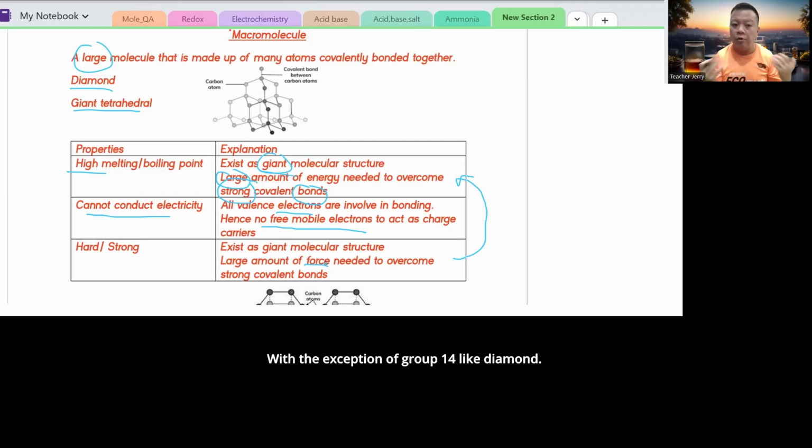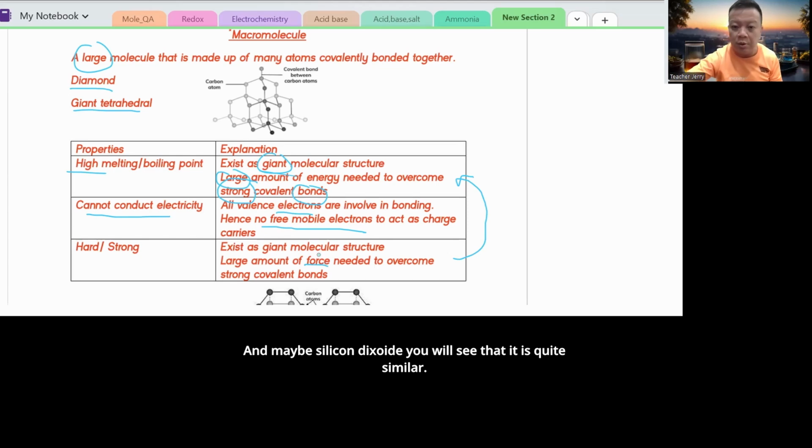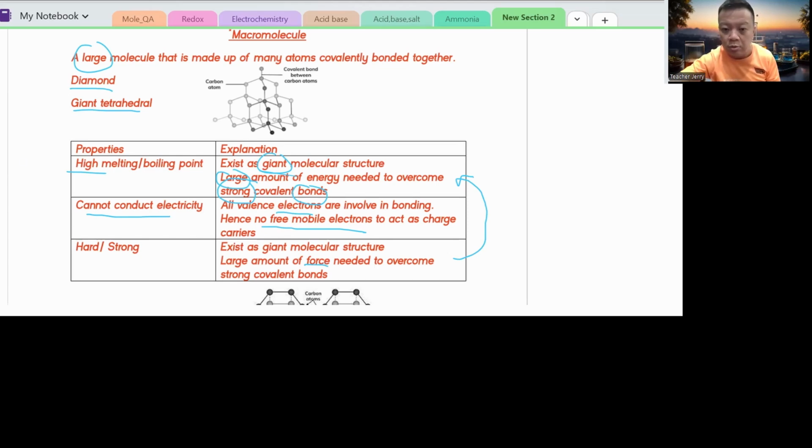with the exception of group 14, like diamond and maybe silicon dioxide. You will see that it's quite similar to the diamond structure. So silicon dioxide has quite a similar structure, just that now you have silicon and oxygen.